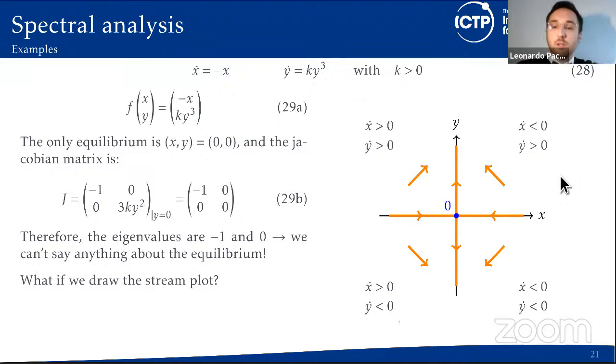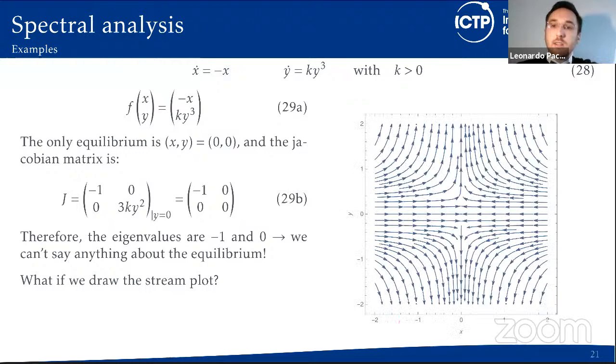To show you that what I am doing here actually makes sense, this is basically the real aspect of the stream plot of the system computed numerically. So this is a numerical computation of the stream plot. So you see that indeed, in this direction, we have that the solutions are going toward the origin. In this direction here, they are moving away, and so the origin is unstable.